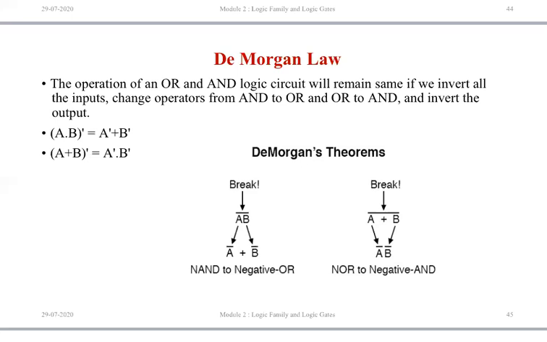Similarly, if I see the second equation, it was an ORing operation. So the ORing operation A plus B, and the complement of this. On the other side, I get an ANDing operation with A complement dot B complement. So this is my De Morgan's law.